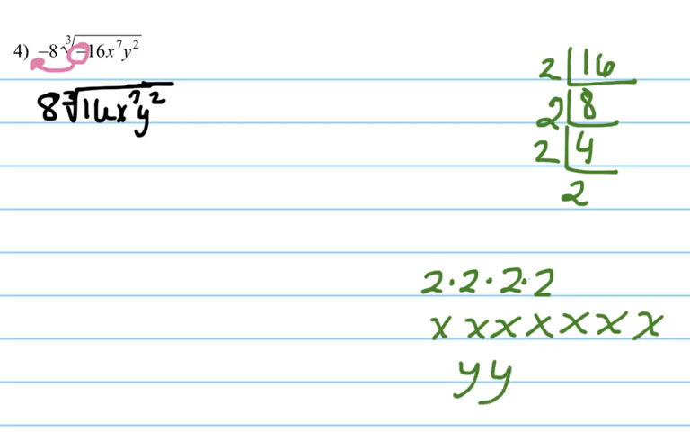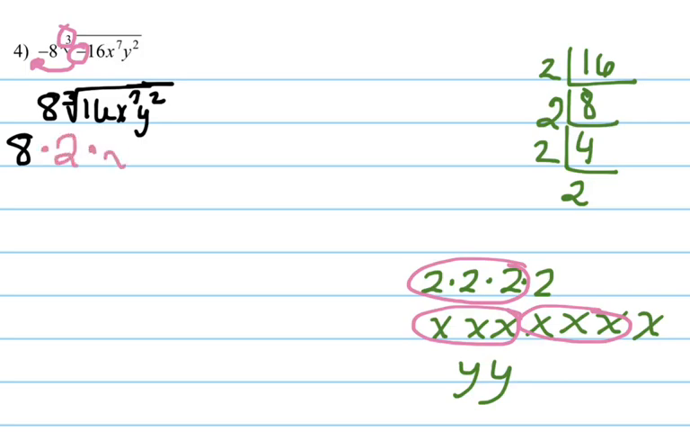So I'm looking for, in this case, sets of 3. So I have a set of 3 2s. I have 2 sets of 3 x's. And I have no sets of y's. So that 8 just gets brought down. I brought out a set of 2. I brought out 2 sets of x's. And then everything else was left behind. It was a cube root, so I make sure I write the cube. And then I have 2xy squared under the radical.